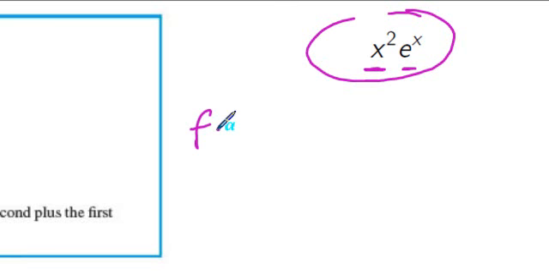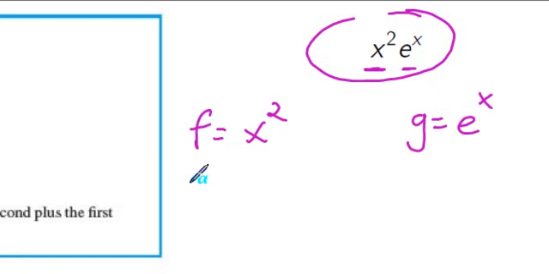So we're going to identify one of the functions, f, as x squared. And then we're going to identify the other function as g. So g is equivalent to e to the x. And what we need to do is find the derivative of both of these individually. So f prime, the derivative of x squared, as we know, using the power rule, is nothing more than 2x. Yes, there's an invisible dx there, but we're going to leave it as 2x.